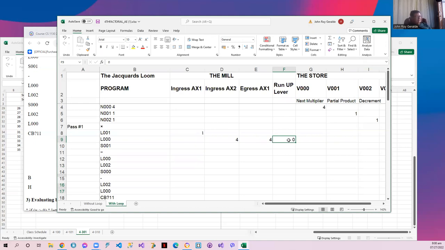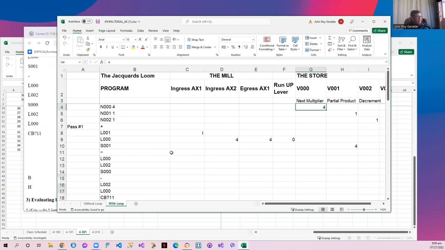We follow? Okay. And then we S001 of the partial product. So the partial product 001 will now become 4. Okay. Any questions? We are going to store the egress axis to variable 001. Now, if you ask, the first multiplication is used to compute the next partial product. And the subtraction is used to compute the next multiplier. For example, if the current multiplier is 4, the next multiplier will be 3. And then after that, the next multiplier will be 2. And the last multiplier will be 1. Okay?